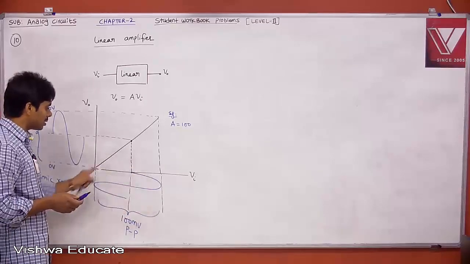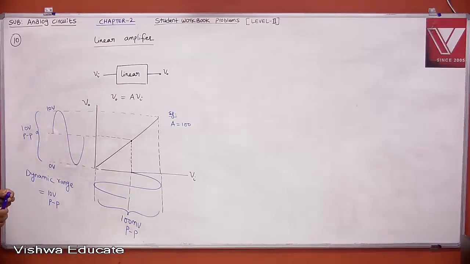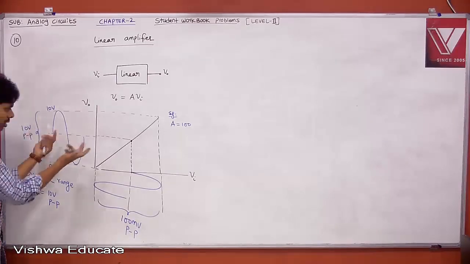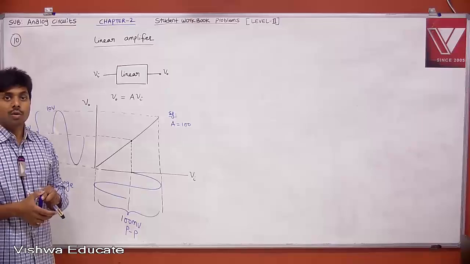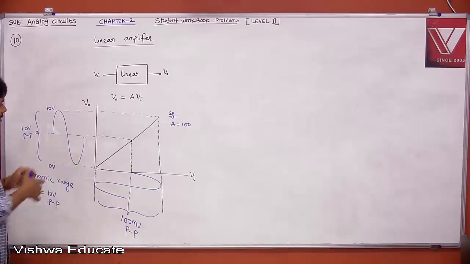Similarly, what is the dynamic range at the input? 100 millivolt peak to peak, right? And remember, there is no distortion. There is no harmonic distortion. This is nothing but amplitude distortion. There is no amplitude distortion. Why is there no amplitude distortion?